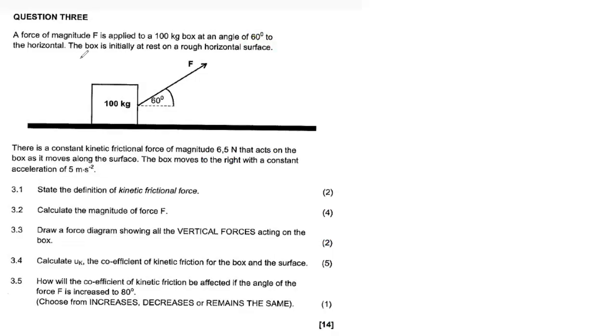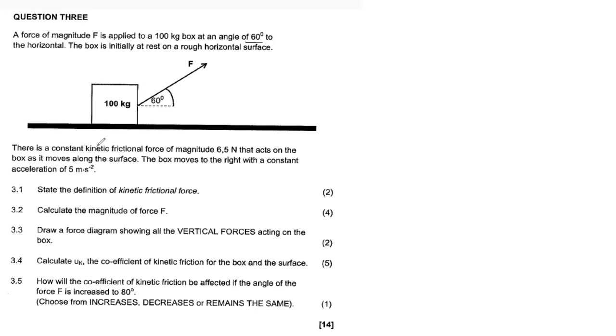Okay, so we have question 3, and we are still on Newton's second law. It says a force of magnitude F is applied to a 100 kg box at an angle of 60 degrees to the horizontal. The box is initially at rest on a rough horizontal surface. But now they introduce a new statement just below the diagram.